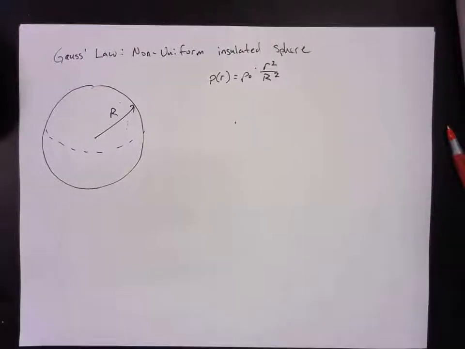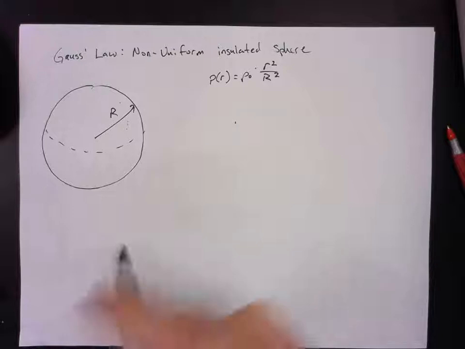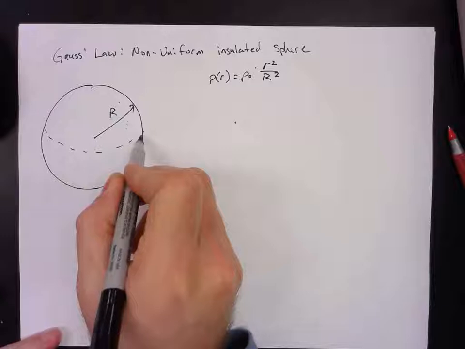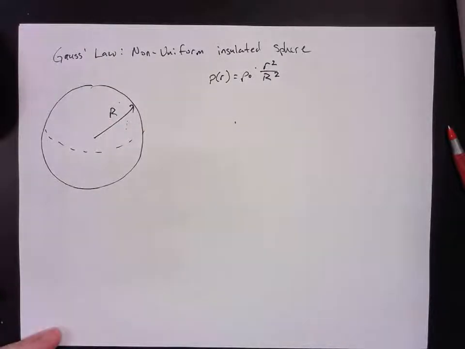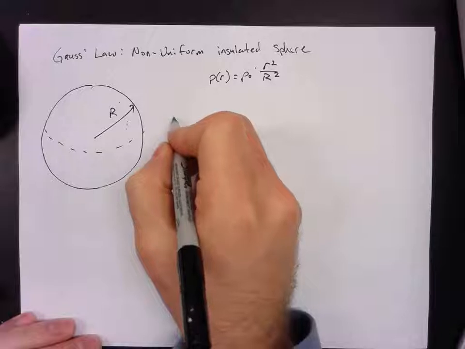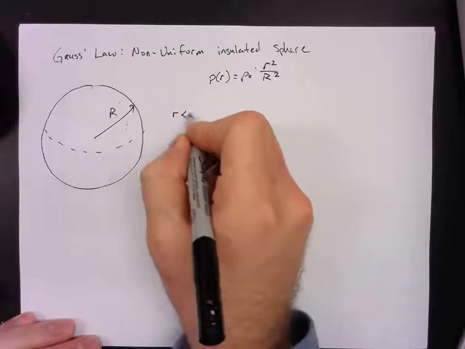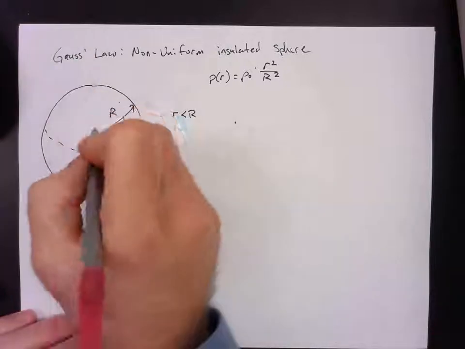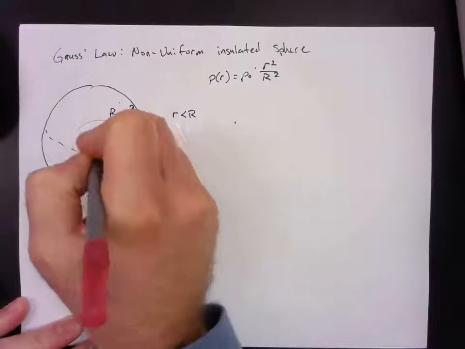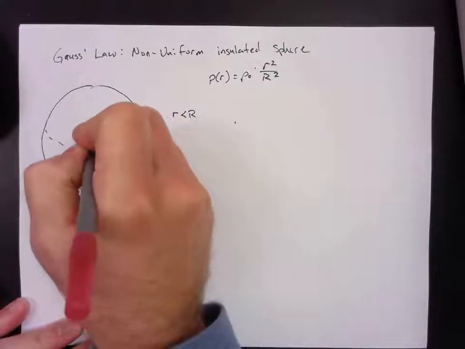All right, here we're going to look at another spherical symmetry situation, but here our sphere is a non-uniform charge density insulated sphere, where the charge density increases as we move further away from the center, with relationship to that function. If we want to figure out what the electric field is when r is less than capital R, we're going to be within that Gaussian surface, and we're going to call that distance a.